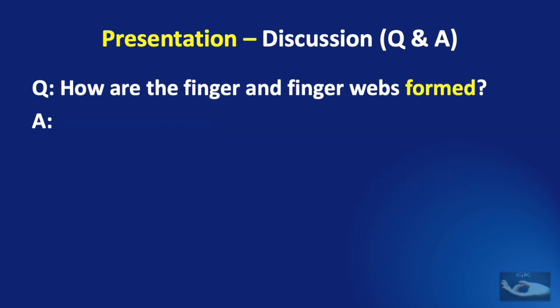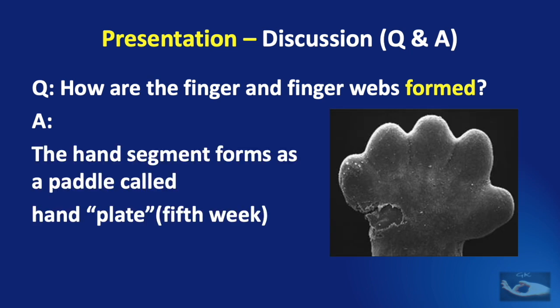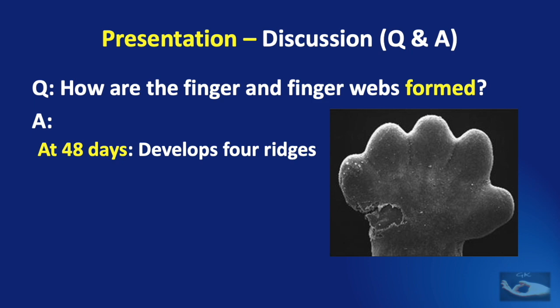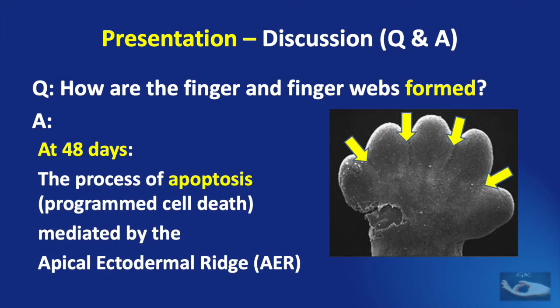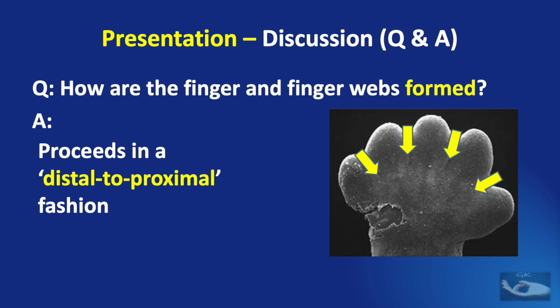So what is this normal process by which the finger and finger webs are formed? The hand segment forms a paddle called the hand plate at around the 5th week of gestation. At around 48 days, 4 ridges develop in this hand plate. From these ridges, the process of apoptosis, that is, programmed cell death, begins, and this is mediated by the apical ectodermal ridge, and this proceeds in a distal to proximal fashion.